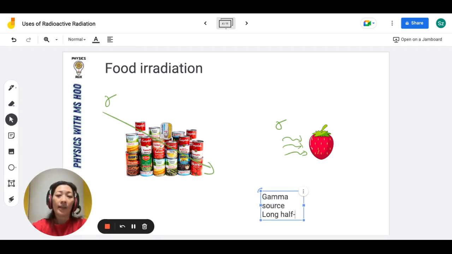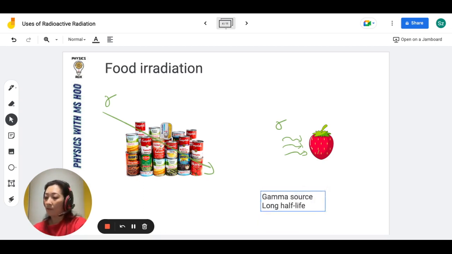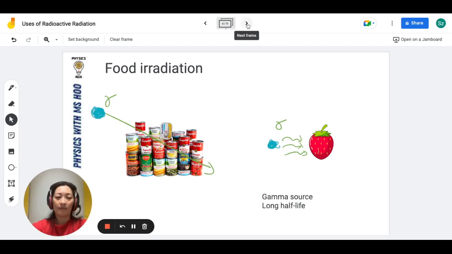We also want to use something that has a long half-life because the source over here, which is irradiating the gamma, we don't want to have to change this gamma source often, just like the americium-241. So when this has a long half-life, we are able to use this particular radioactive material for much longer, and we don't have to keep replacing the radioactive material.